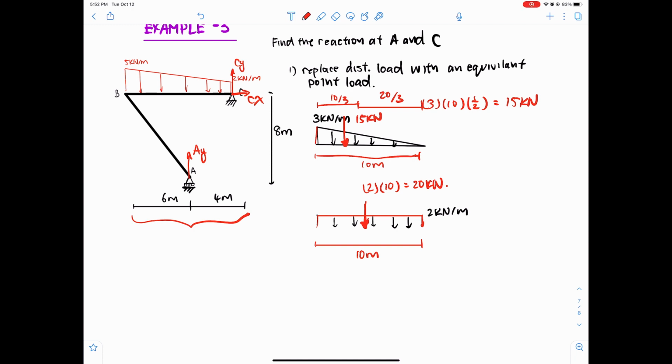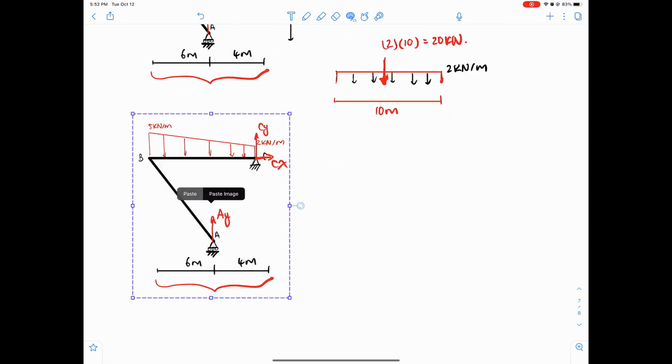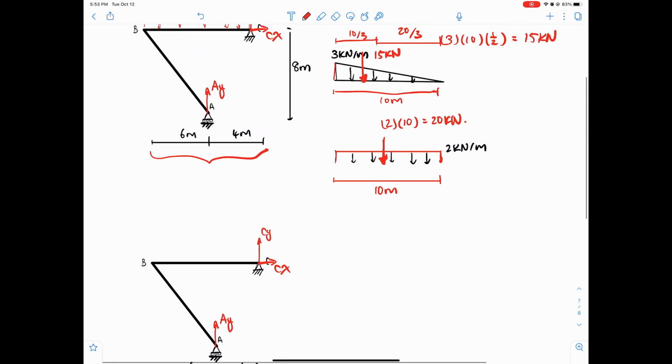So once you have this, it is actually pretty simple now, right? In this case, I'll just copy it down here, but feel free to redraw it or draw it on the same thing. But instead of this complicated distributed load that nobody wants to calculate, you have acting on the beam instead, from the triangle, 15 kilonewtons here, and 20 kilonewtons here. Once again, this 15 is from the triangle, and this one is from the rectangle, okay?